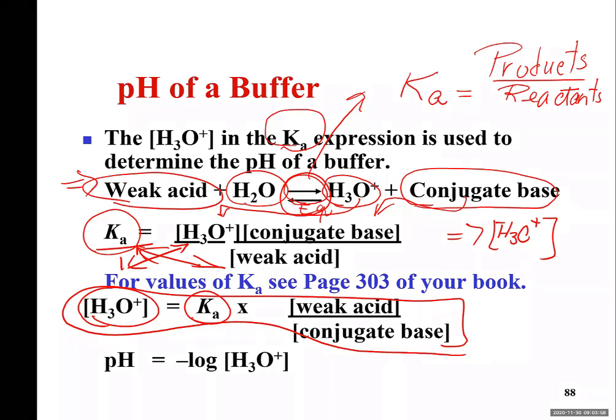And if you want to calculate the pH of a buffer system, do you remember pH is always equal to the negative log of the hydronium ion concentration? So if I have the Ka value, the concentration of the acid form, and the concentration of the conjugate base, I can calculate the pH of the buffer. That's all you need to calculate the pH of a buffer.